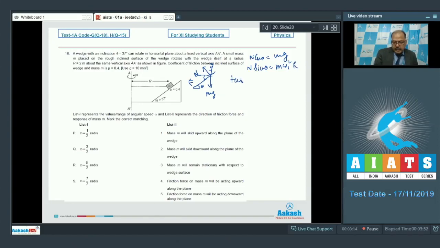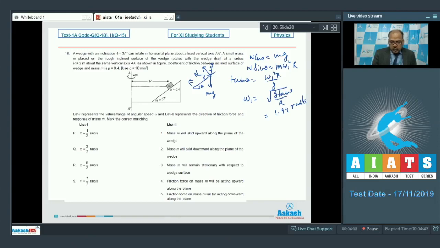Solving, we get tan theta is equal to omega 1 square r by g. If we put this value, omega 1 comes out to be equal to under root of g tan theta by r. Putting all the values, this omega 1 comes out to be about 1.94 radian per second.